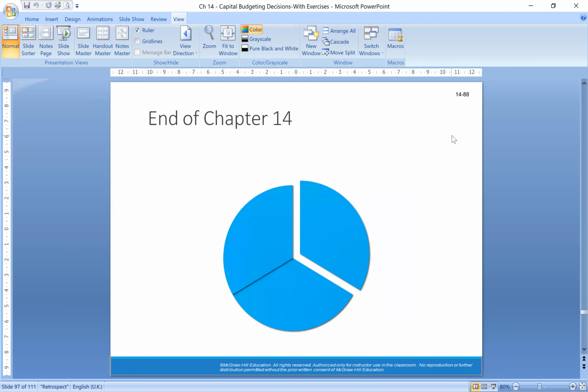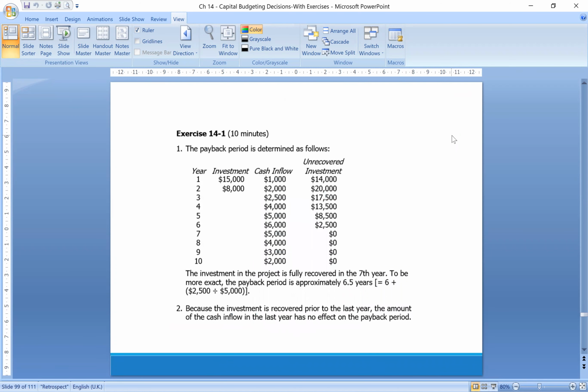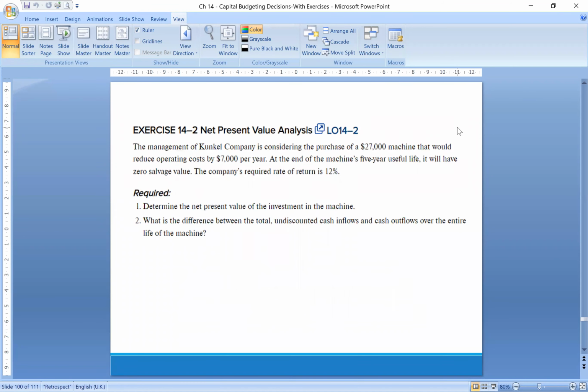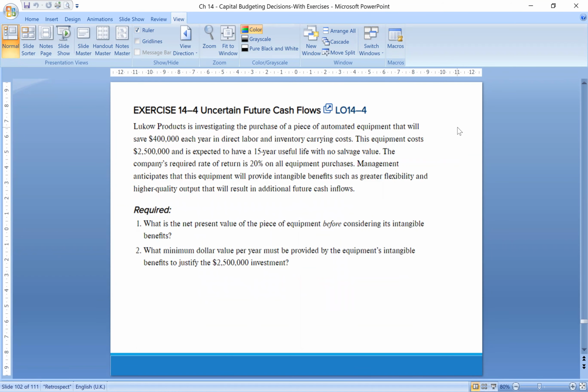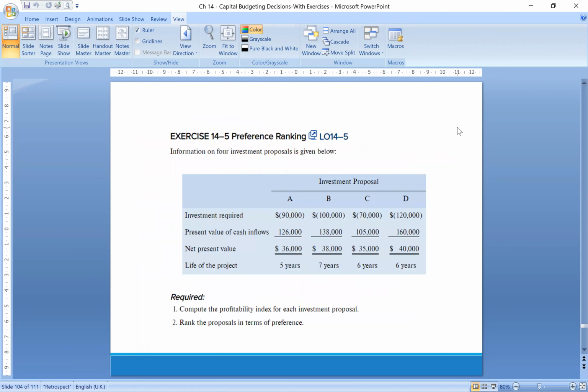Let's do another exercise then, for the ranking. We did 14.1, 14.2. I will skip 14.4 because it is related to objective number 4 also. Let's do this one, the preference ranking, which is 5. Okay, 5.